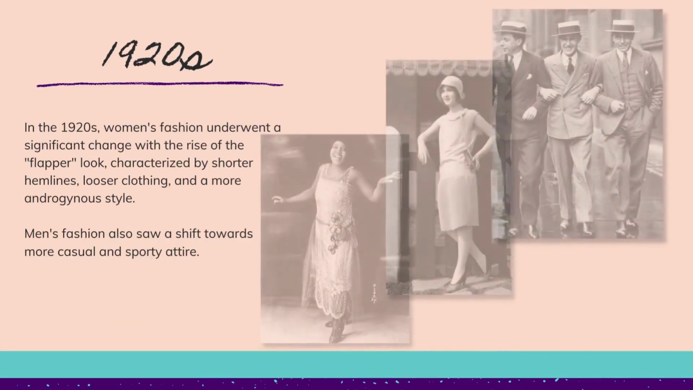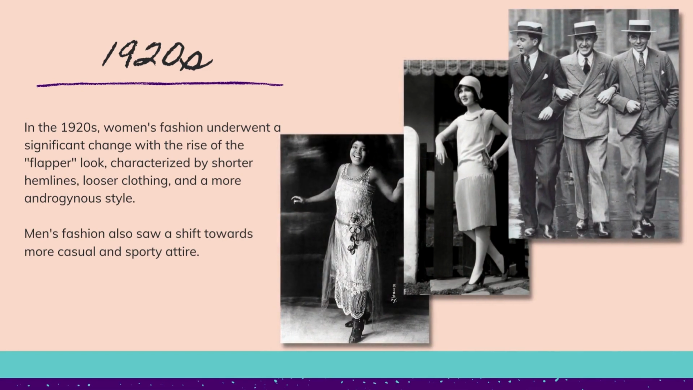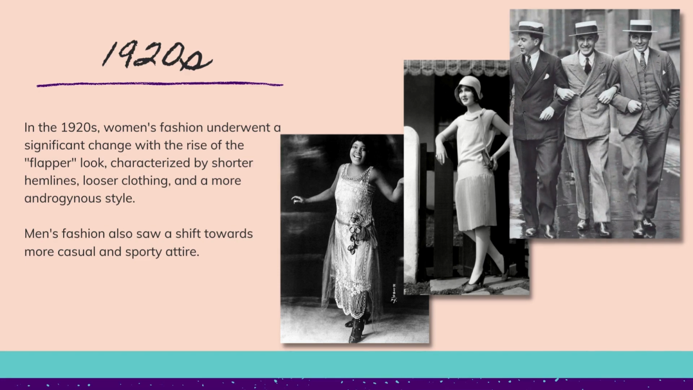The 1920s. In the 1920s, women's fashion underwent a significant change with the rise of the flapper look, characterized by shorter hemlines, looser clothing, and a more androgynous style. Men's fashion also saw a shift towards more casual and sporty attire.